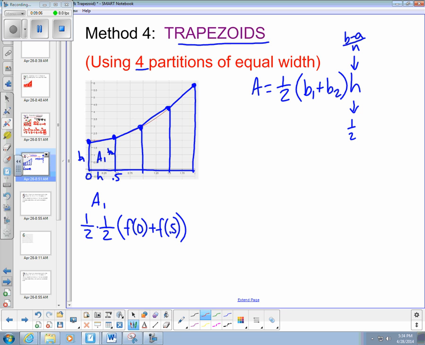Now let's look at the second trapezoid. Okay, our height's still at the bottom. It's still going to be 1/2. So 1/2 from the formula, 1/2 for the height. Now this time our base 1 is on the left side and our base 2 is on the right side. So base 1 is f of 0.5 and base 2 is f of 1, the y value when x is 1.